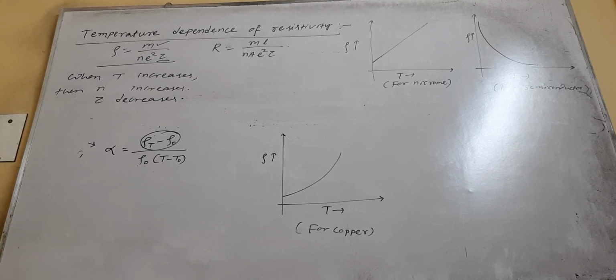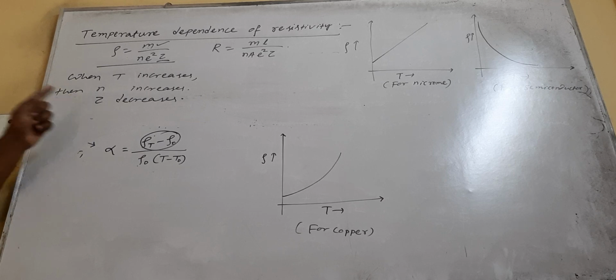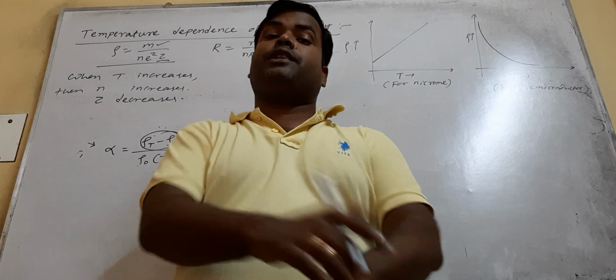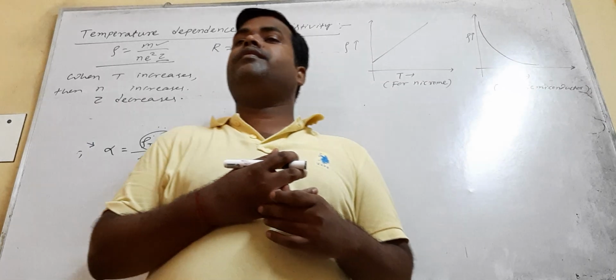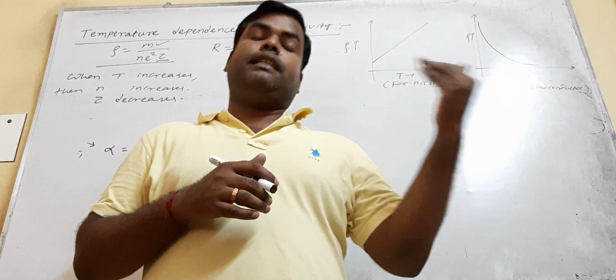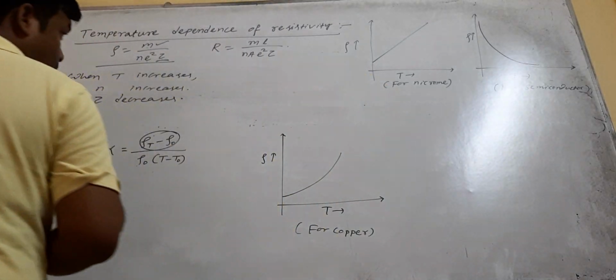From this explanation, you can know that the change in temperature has an effect on n and tau. As resistivity and resistance depend upon n and tau, resistance and resistivity depend upon temperature. Now we will discuss how the resistivity changes in metals, in semiconductors, and in insulators. In metals, what happens?